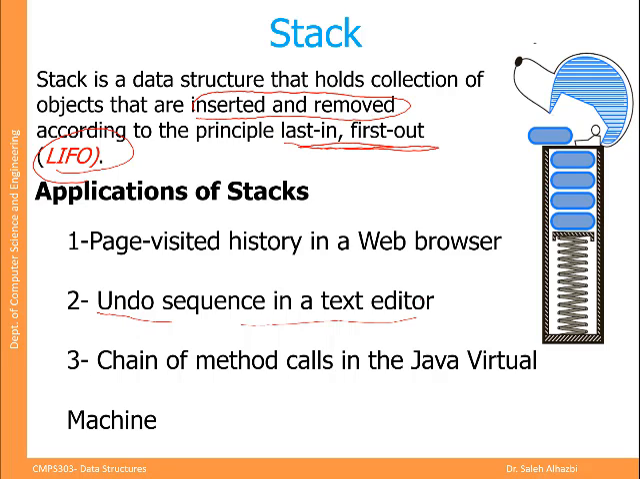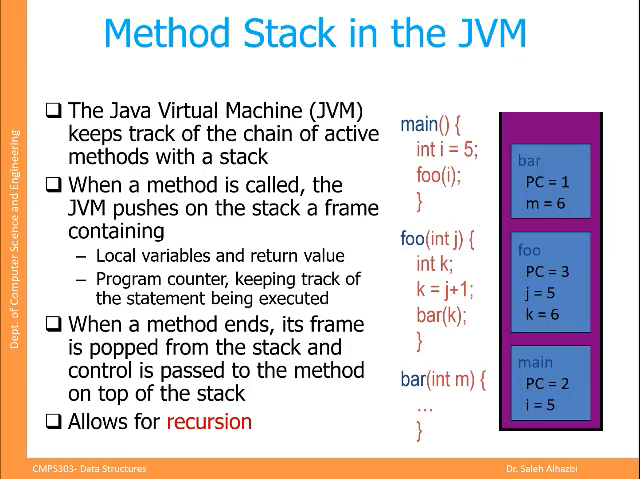A more important application of a stack is in method calls in Java or any other programming language. When we have, for example, method main, and main calls a method foo, which calls method bar. What actually happens is that when the processor jumps from main to the method foo, it must save all information about the program counter in this method and also about the variables. So it's saved in a stack.